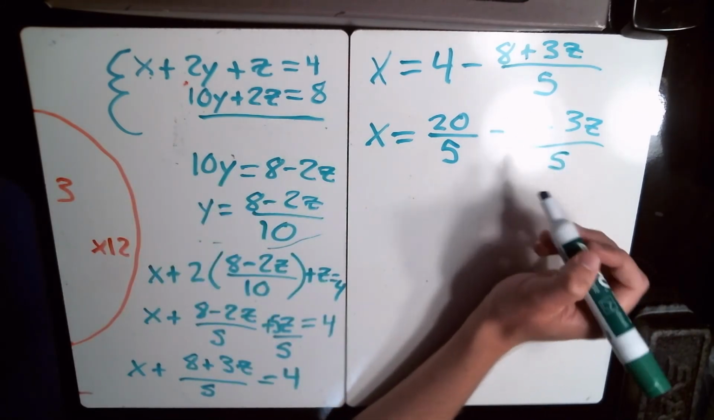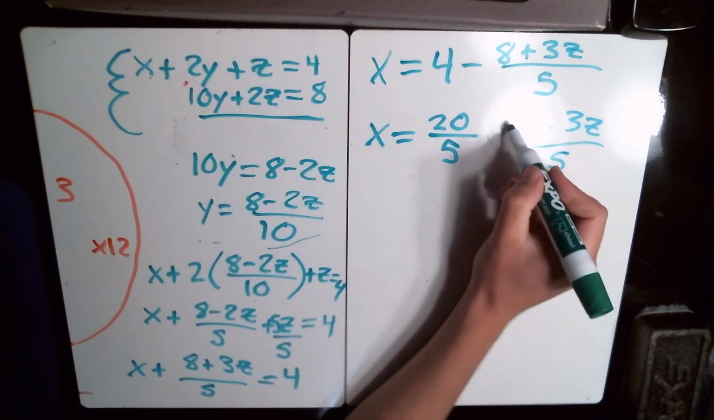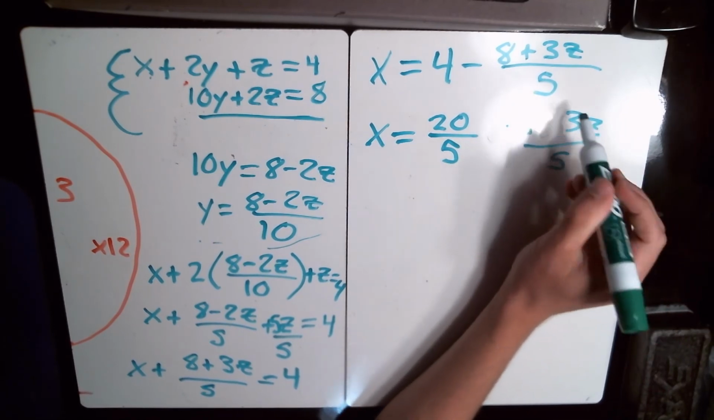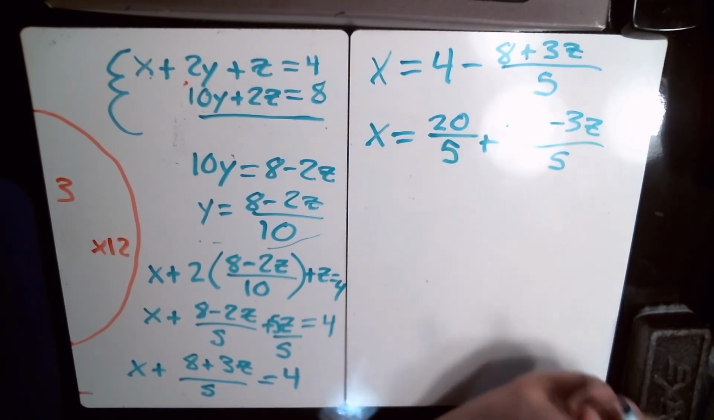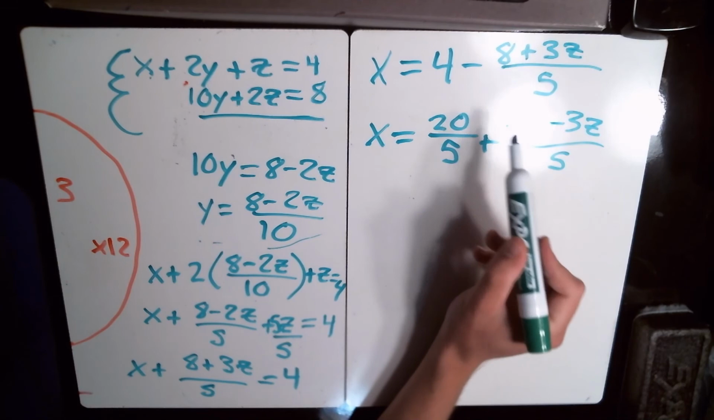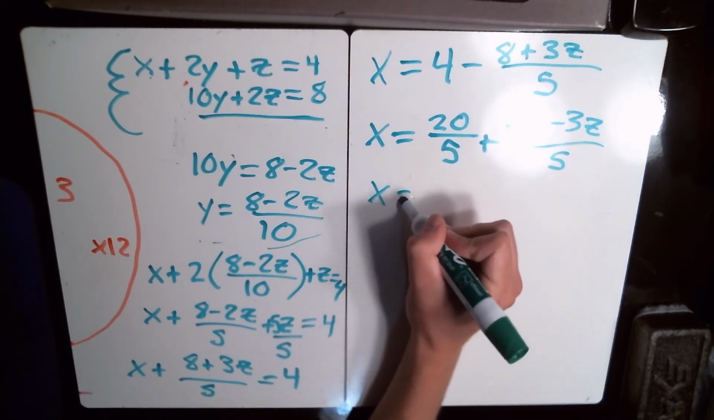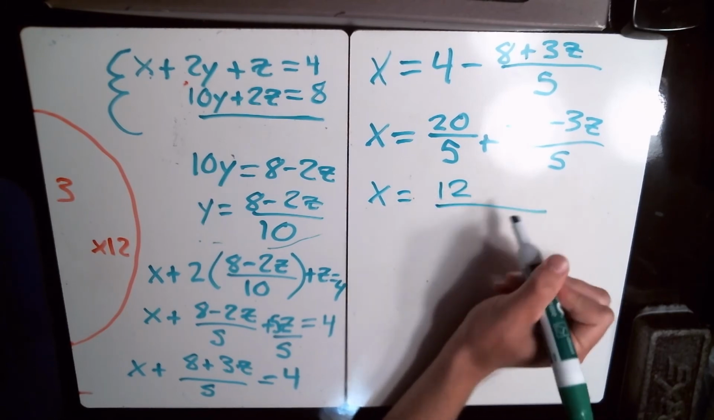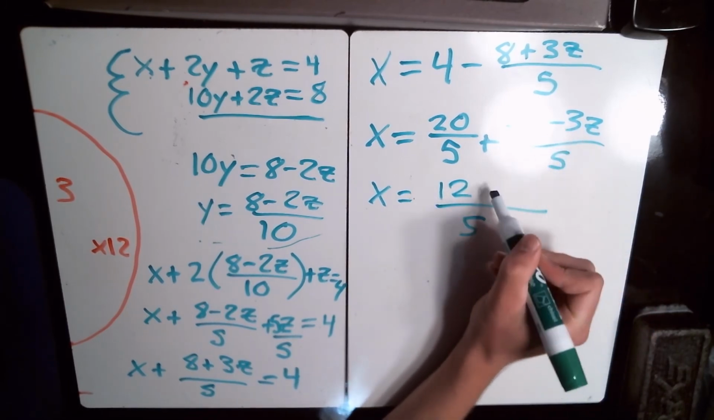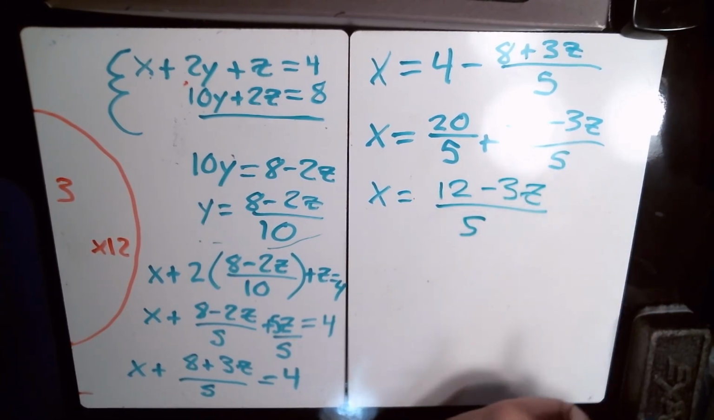So distribute in this negative on both things here. Bring that in on all of that. And so 20 minus 8 is 12. So we get like 12 fifths and then minus 3z.